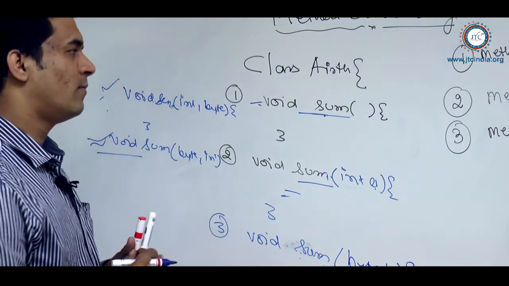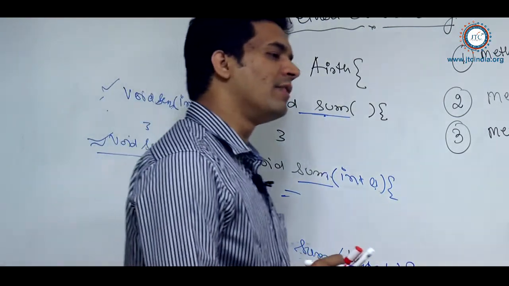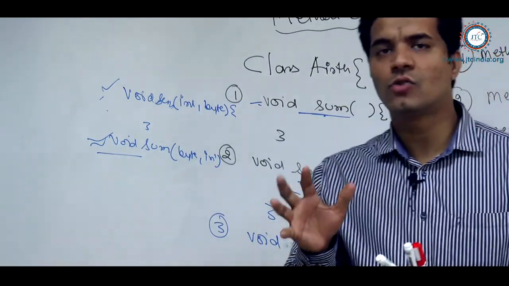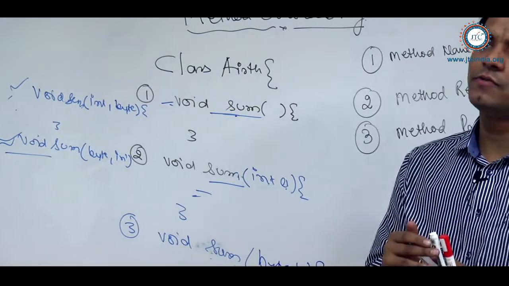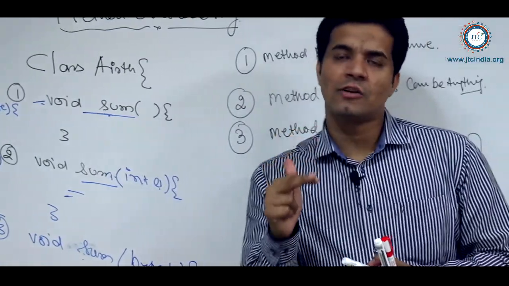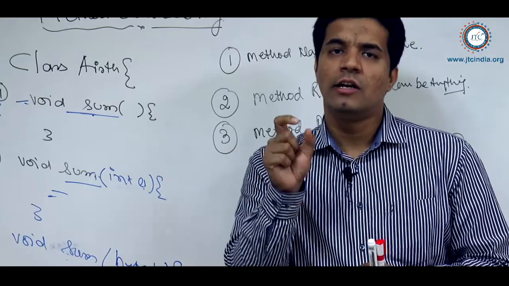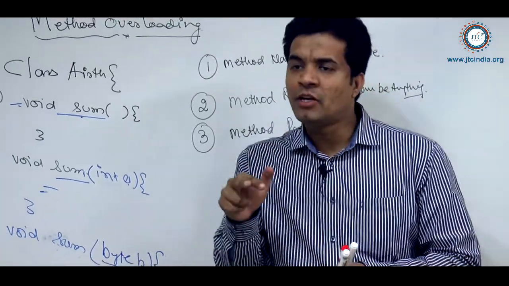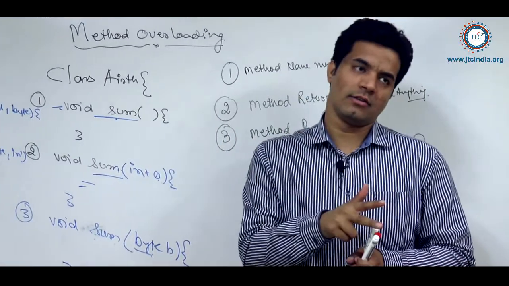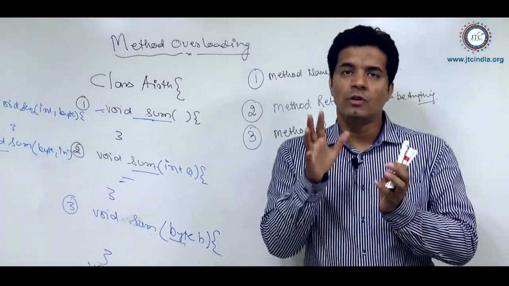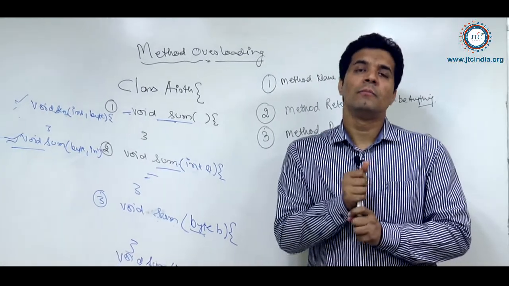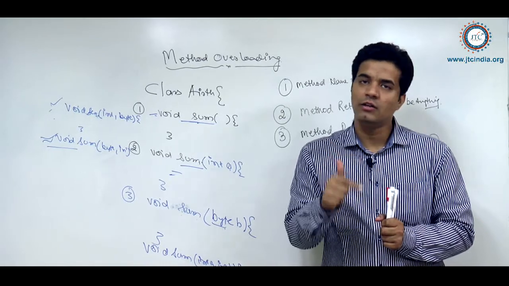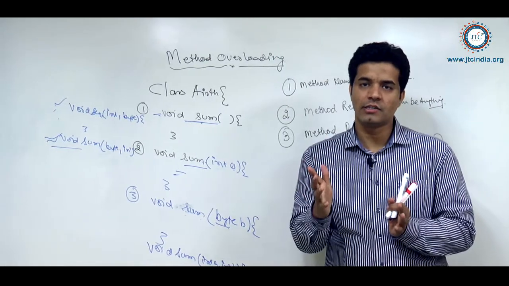Now in the case of method overloading, the method call always depends on the parameter which you are passing while calling the method. Is that okay? So in the case of method overloading, method call depends on the type of parameter which you are passing while calling the method. Clear? Right?